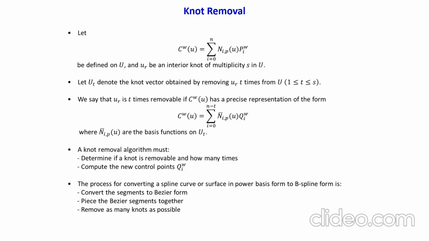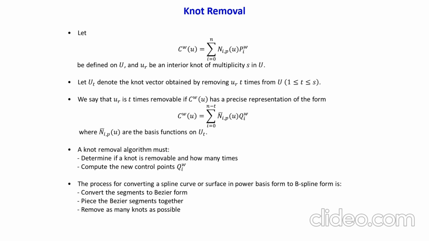We will now discuss knot removal, which is the reverse process of knot insertion. As such, we again start with a NURBS curve defined on U, and without removing the end knots, we let U sub r be an interior knot with multiplicity s in U. The new knot vector we form when we remove U sub r t times is U sub t. Similarly to how we added 1 to the upper bound of the summation every time we inserted a knot, whenever we remove a knot, we subtract 1.